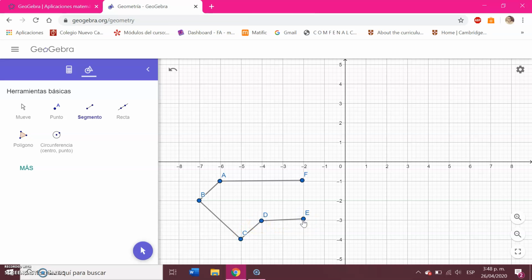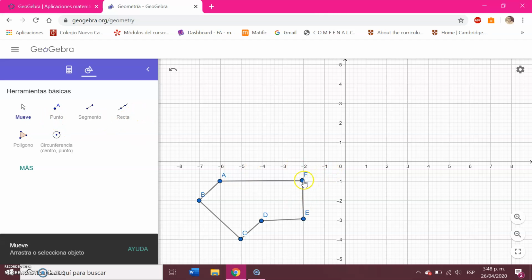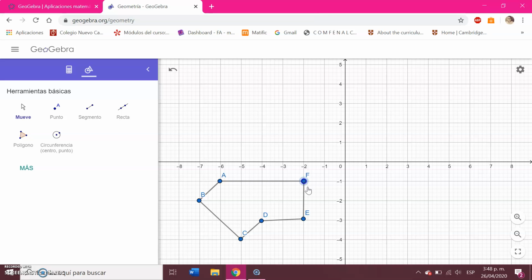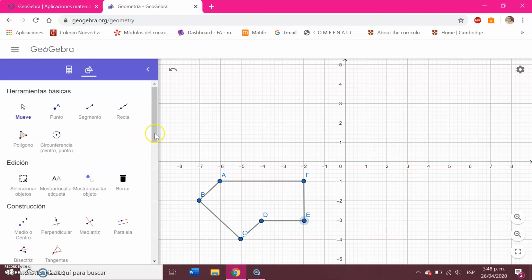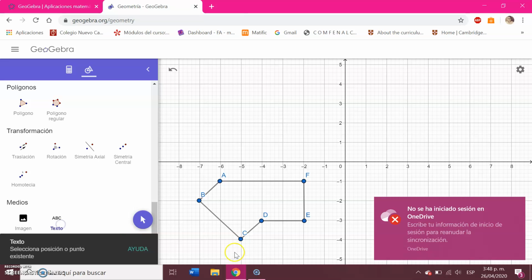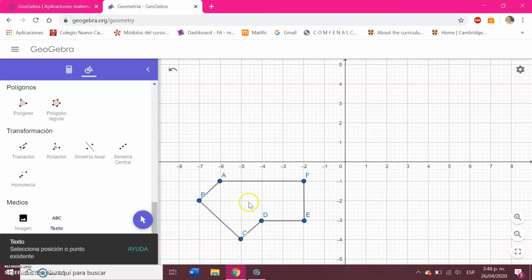There we go. Well, this one is not straight, so I need to improve it. If it is not straight, it's maybe because the points are not in the exact intersection of the lines. Now I'm going to tag it with the text tool as original shape.